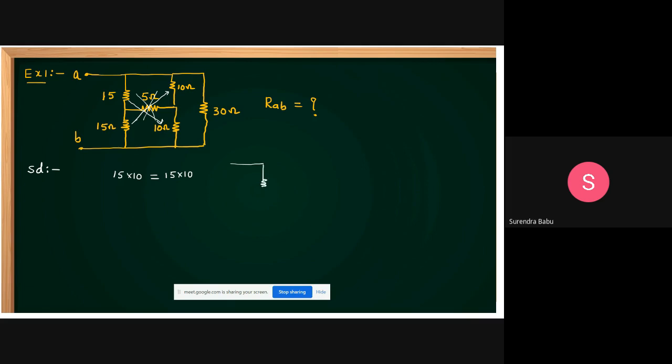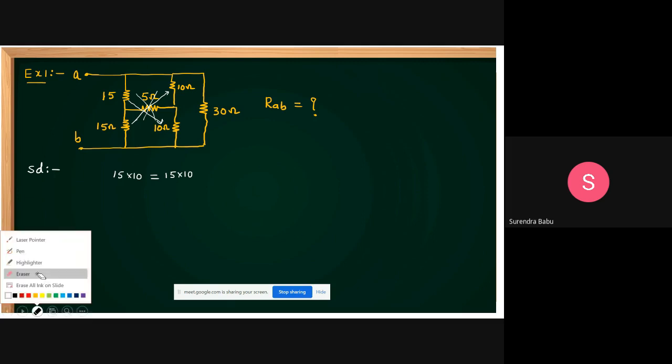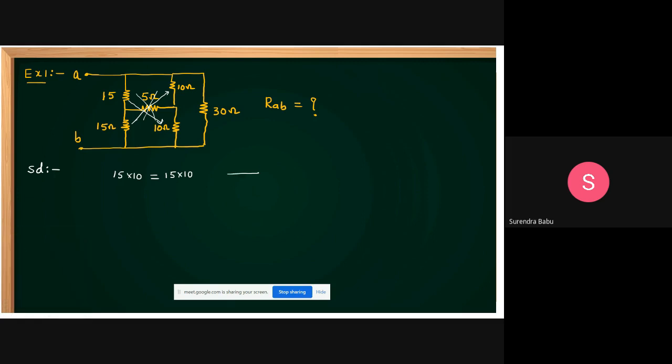This is how much, friends? This is 15 ohms. There is no current through the 5 ohm resistor because the bridge is balanced. This is also 15 ohms. This is 15 ohms plus 15 ohms. Directly I am writing, how much can you get? This is 30 ohms, is it correct? Okay, this is 30 ohms. Next, 10 ohm plus 10 ohm, how much, friends?